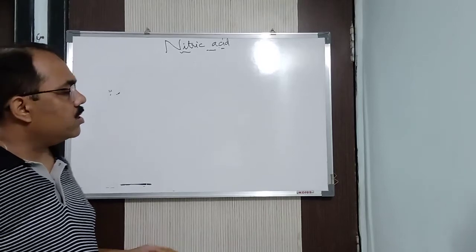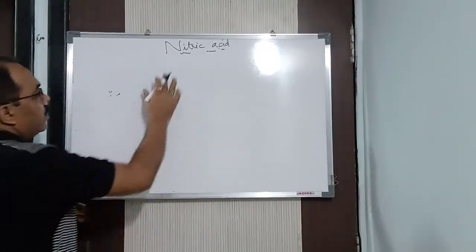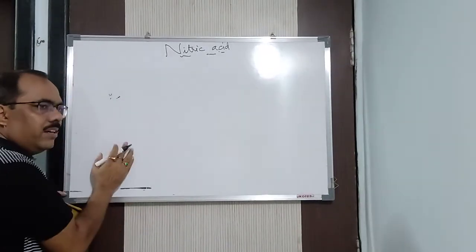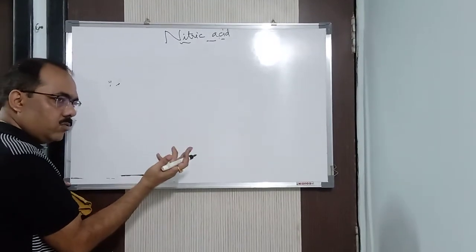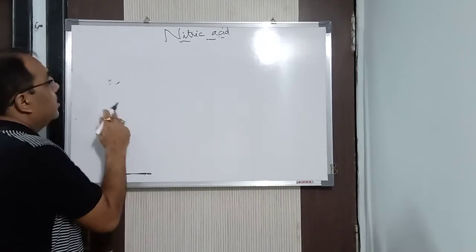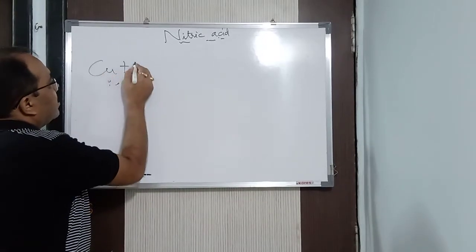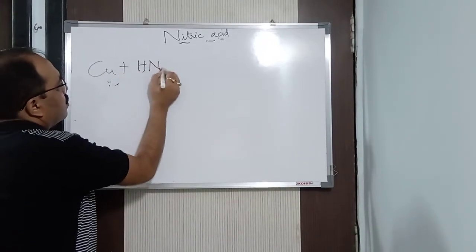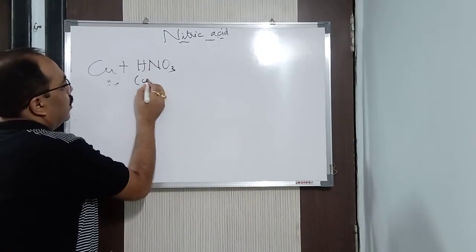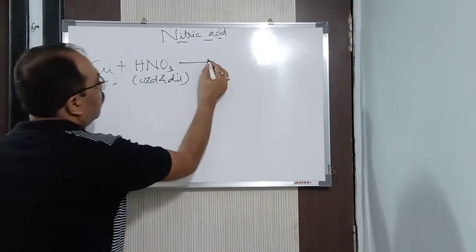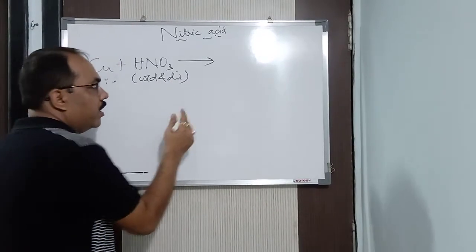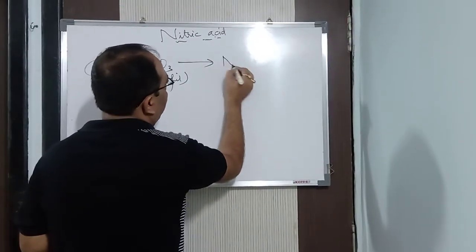Now, as I was saying just now, when dilute nitric acid reacts, what happens? Moderately concentrated we can also consider to be dilute. Understood? So, copper reacts with HNO3, which is cold and dilute. What you saw just now, under moderately concentrated, I got nitric oxide and water.